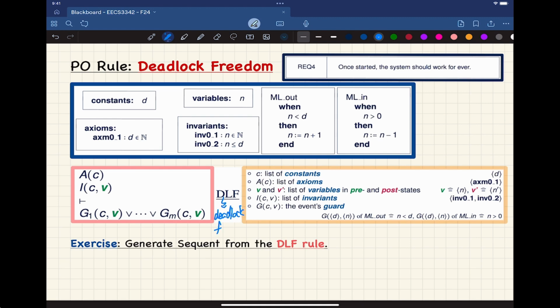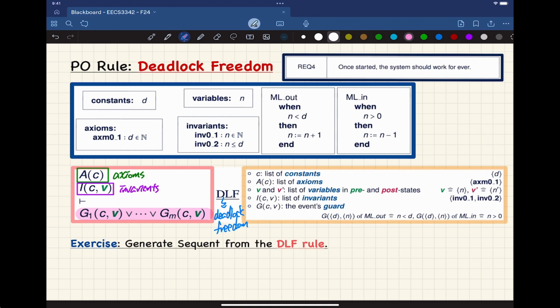Deadlock freedom. All right. And then let's look at the above and below the turnstile. And this part over here, you can see that's an axiom. And this part over here is the invariance. And now this part here should not appear very weird to you. What does that mean?